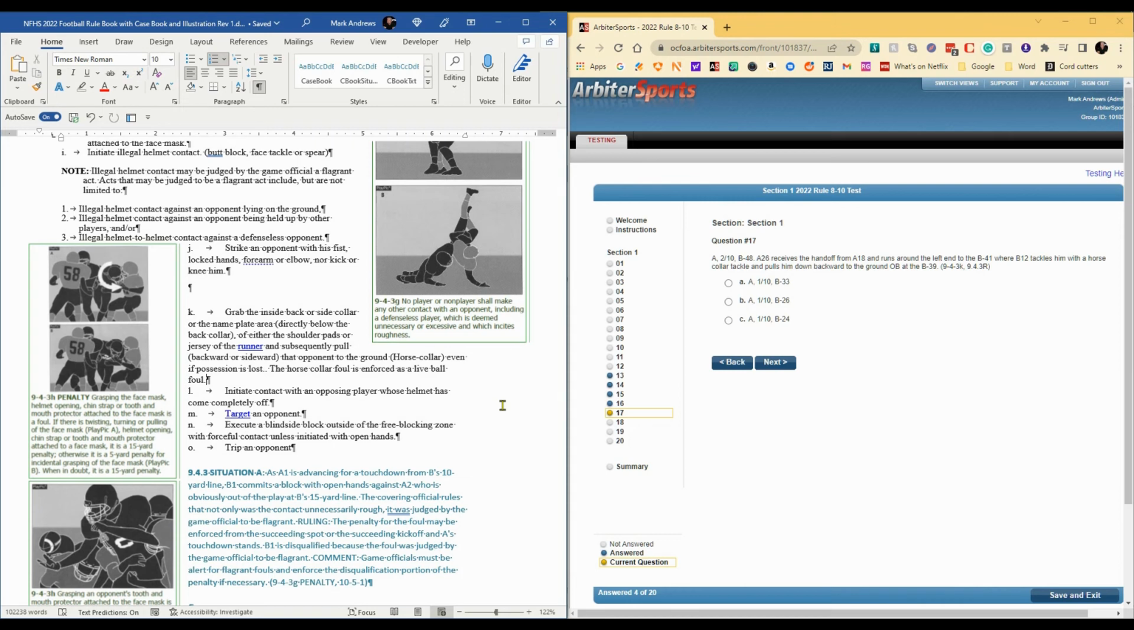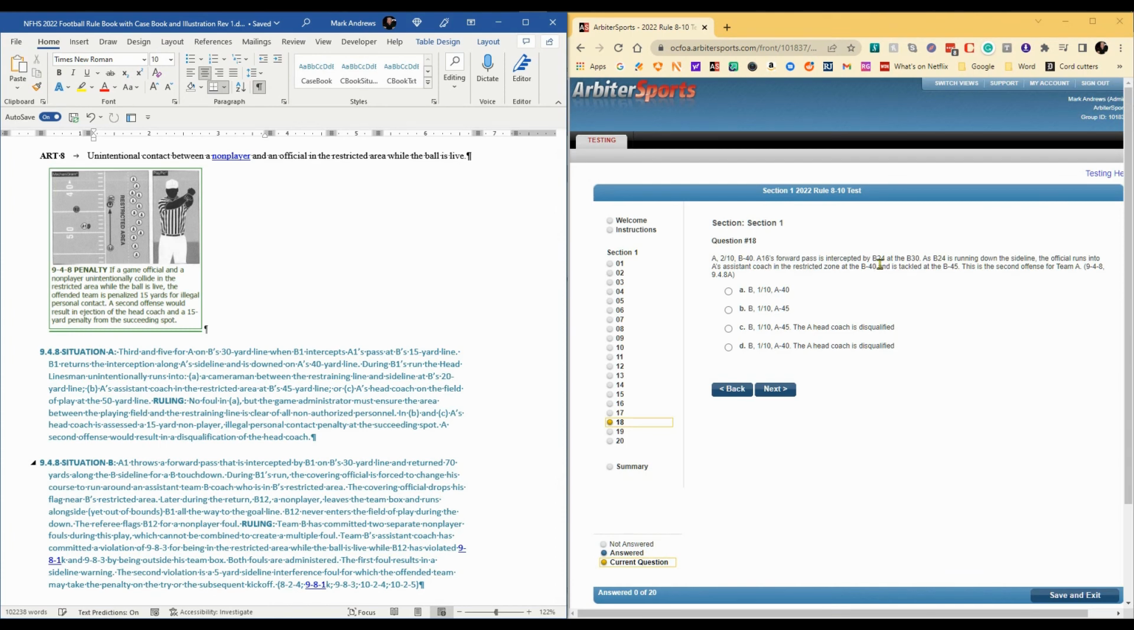So here we have the player being brought to the ground out of bounds at the B39. The penalty is a 15-yard penalty. So we're going to tack on 15 yards. It'll be A's ball, first and 10 at the B24. The answer is C. All right, question number 18.